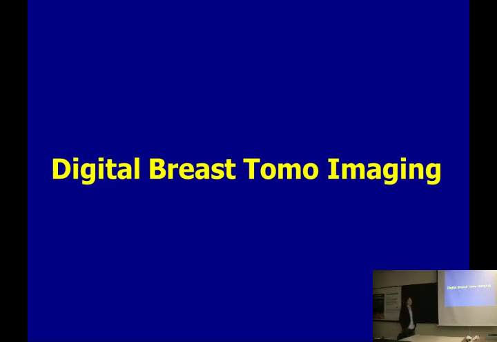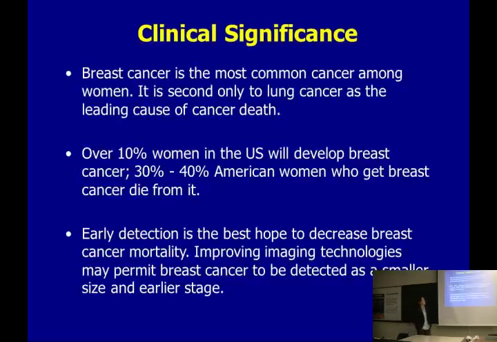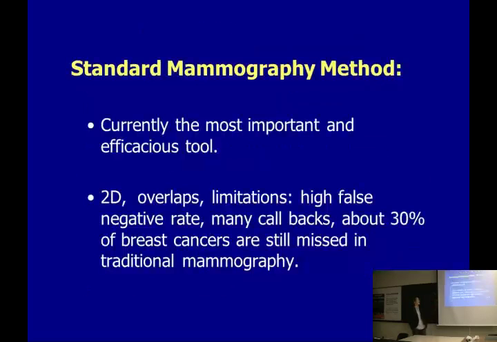So next, let's look at breast imaging, breast tomosynthesis. Breast cancer is the most common cancer in women. Based on statistics, over 10% of American women will get breast cancer during a lifetime, and 30 to 40% of them die from it. So it's very essential to improve breast imaging technology to detect breast cancer at an early stage.